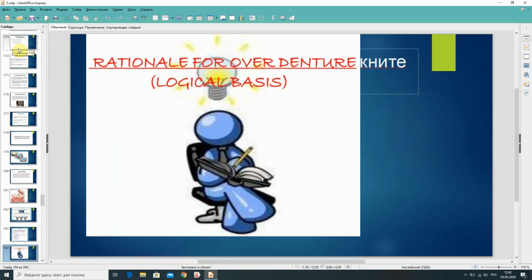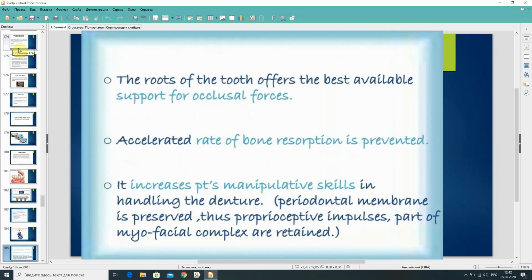Rationale for overdenture. Logical basis. The roots of the tooth offer the best available support for occlusal forces. Accelerated rate of bone resorption is prevented. It increases the manipulative skills in handling the denture.